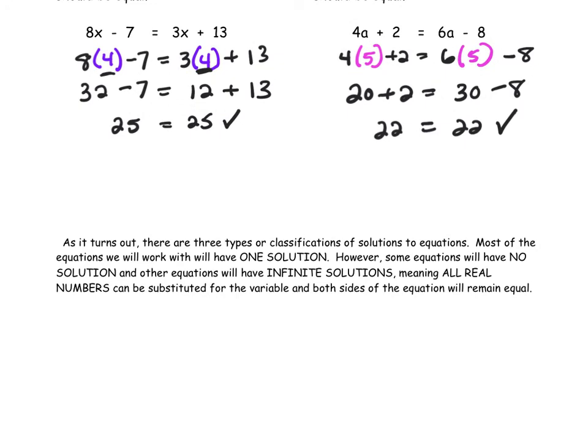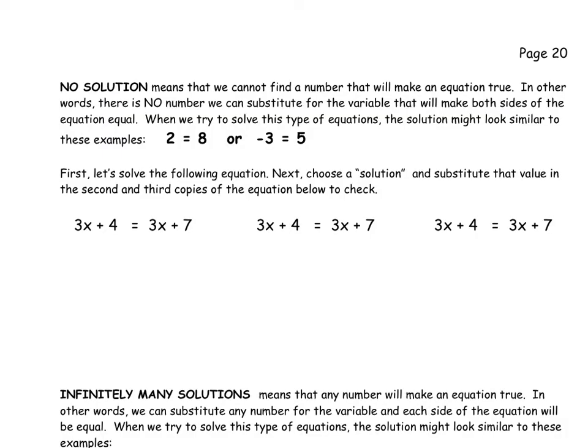So down at the bottom it says, as it turns out, there are 3 types of classifications of solutions. Most of the equations we will work with will have one solution. However, some equations will have no solution, and other equations will have infinite solutions, meaning all real numbers can be substituted for the variable, and both sides of the equation will remain equal. So let's explore that. On page 20, it says no solution means that we cannot find a number that will make an equation true. In other words, there is no number that we can substitute for the variable that will make both sides of the equation equal.